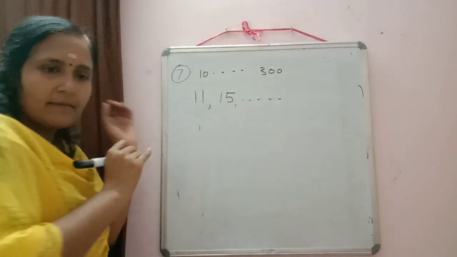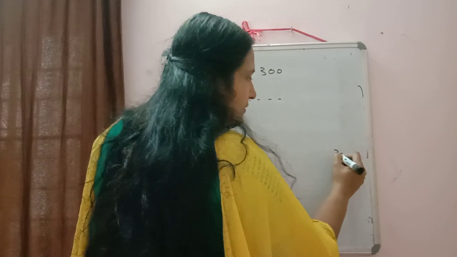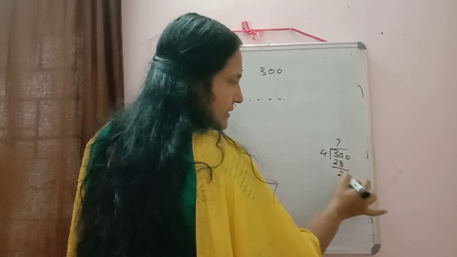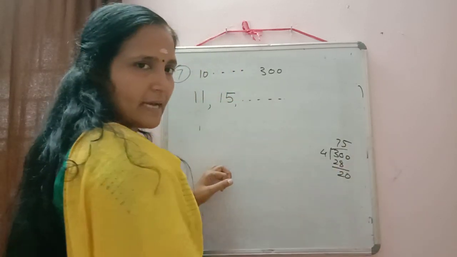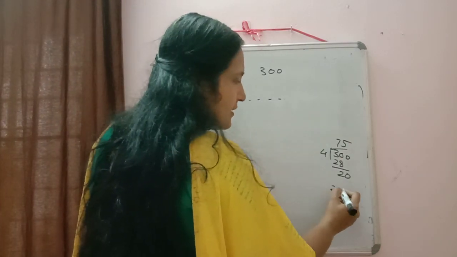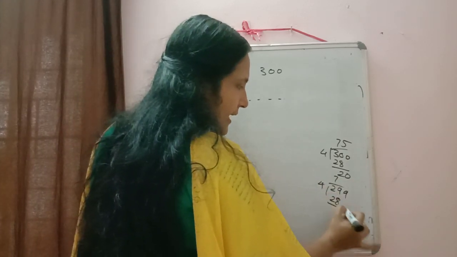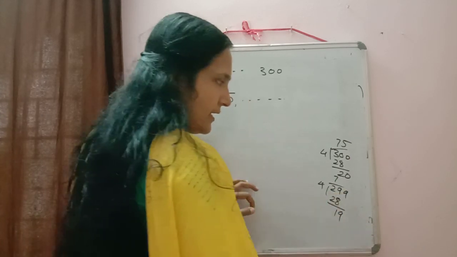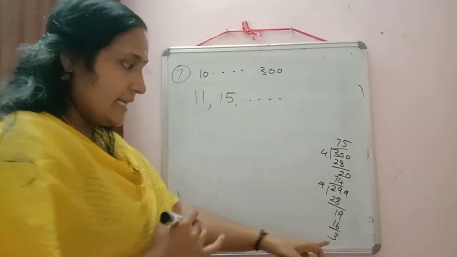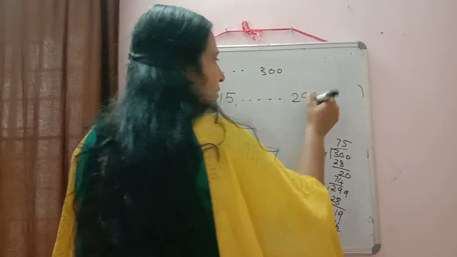Now here also we have to check. First we can check what 300 will give if we divide it by 4. 4 7s are 28, 10 minus 8, 2. Remainder will not come. It is completely divisible. We want the remainder 3 there. So next previous number is 299. Divided by 4. 4 7s are 28, 9 minus 8, 1, 9. 4 4s are 16, 19 minus 16, 3. So we are getting the remainder 3 when the number is 299. So last number will be equal to 299.